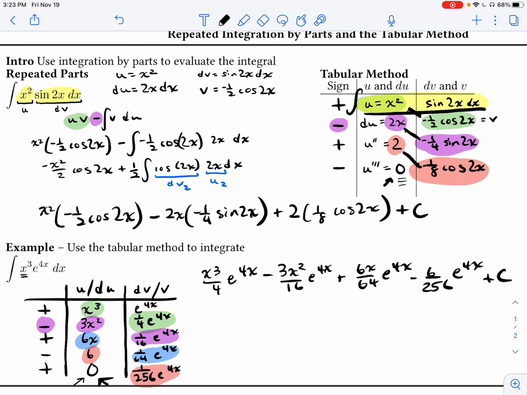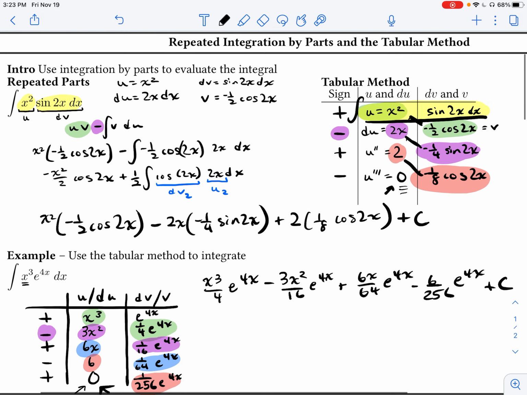All right. So hopefully this gives you a pretty good sense of how to use the tabular method, which is a great approach whenever we have to do repeated integration by parts.